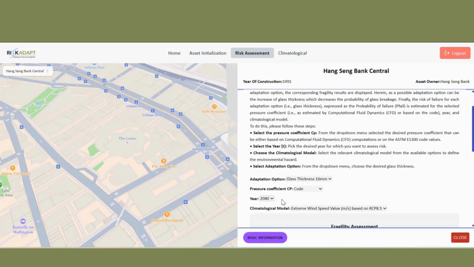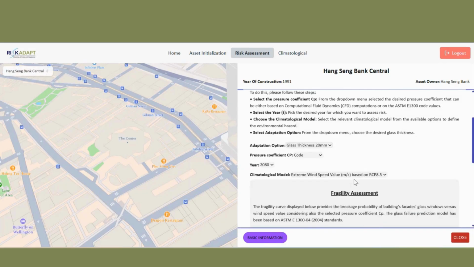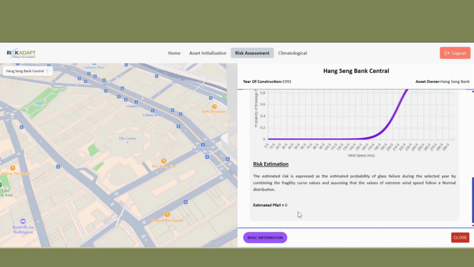And if I use 20 millimeters, then the model provides a negligible probability of failure. So based on the data we have and the methodology provided by the code, the HTM standards, we result with negligible probability.